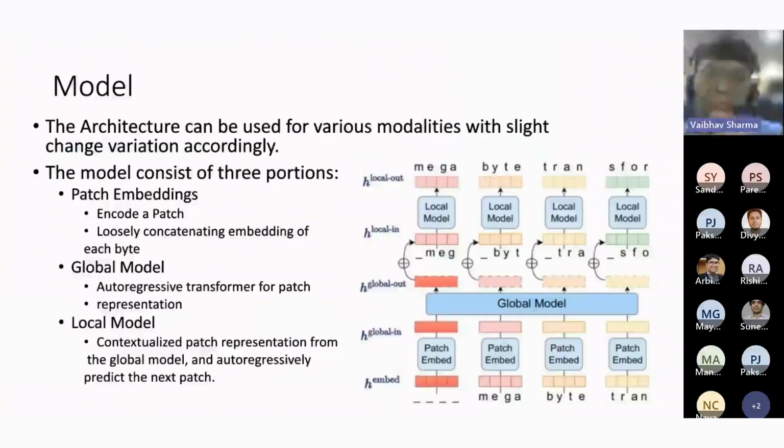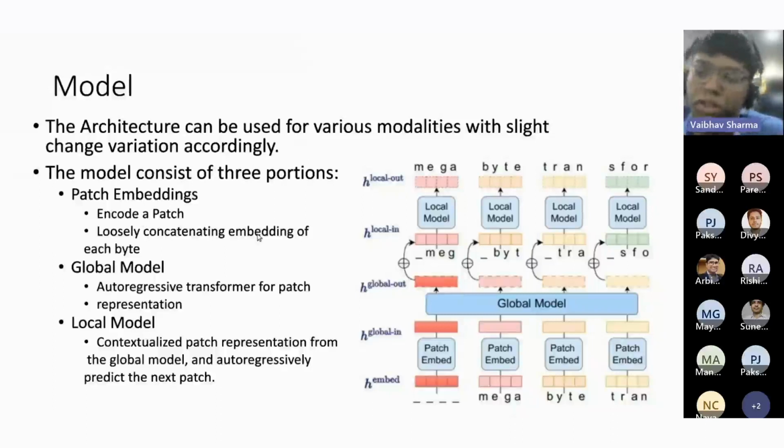Now we'll go straight to the model's architecture, and I'll talk later about what slight changes we can make to incorporate other modalities. First, we'll see the model architecture which is in front of you. It consists of three major portions. First is patch embeddings, second is the global model, and third is the local model.